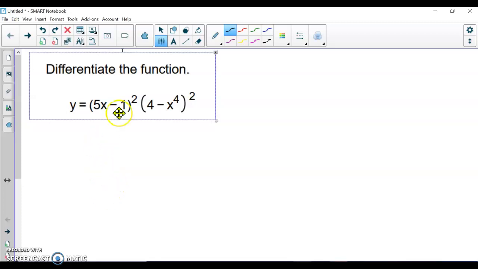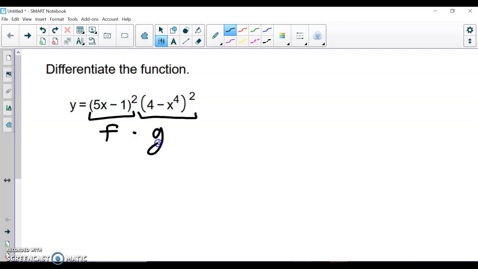All right, so this problem we've got to take the derivative, and if you notice, it's written as a product, and each of these factors is a second degree factor, right? They're raised to a power in and of themselves. So we can think of this as a product rule where we've got f times g, and then both f and g are composed, right? Because you've got an inside piece, in this case 5x minus 1, and the outside piece squared.